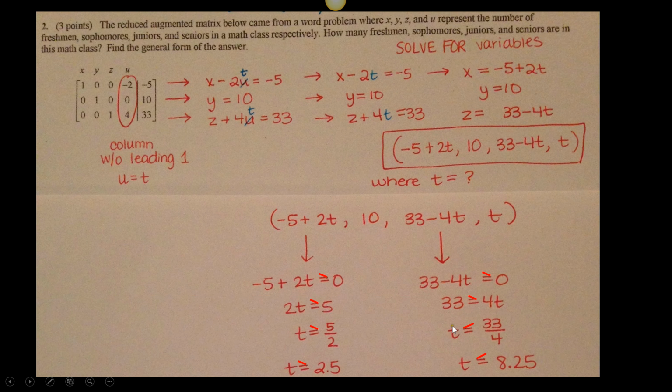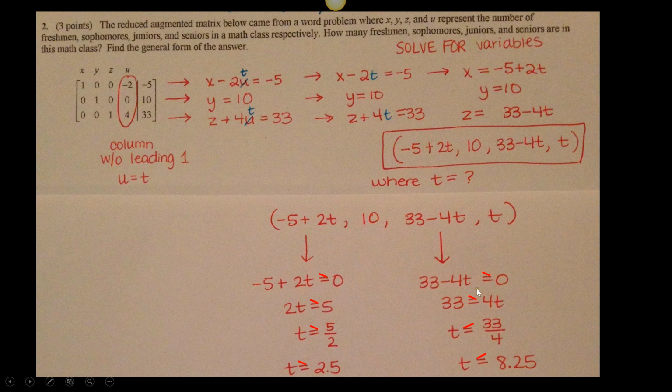So if you do that, let's look over here first. If you move the 5 over, you get 2T has to be greater than or equal to 5. Divide by the 2. T has to be greater than or equal to 5 over 2. And if you put that in regular terms as a decimal, you would say that T has to be greater than or equal to 2.5.